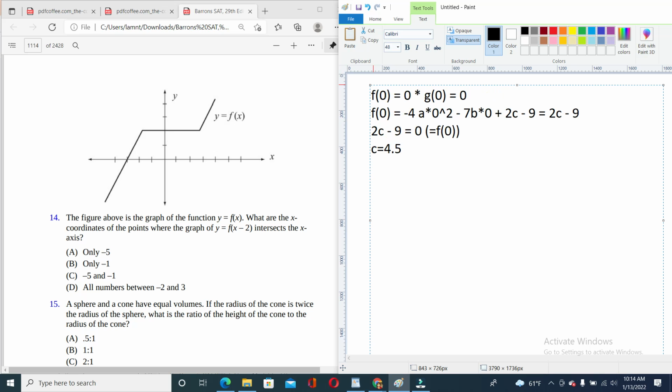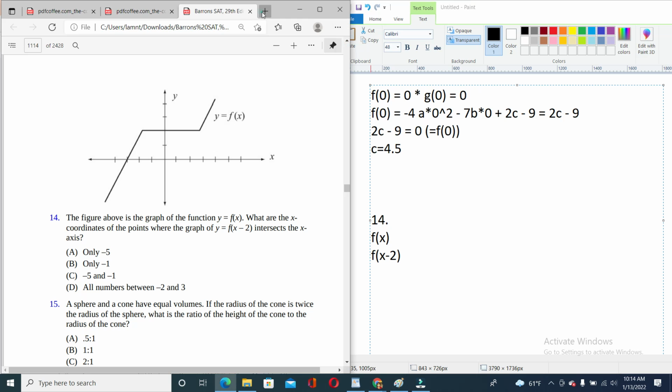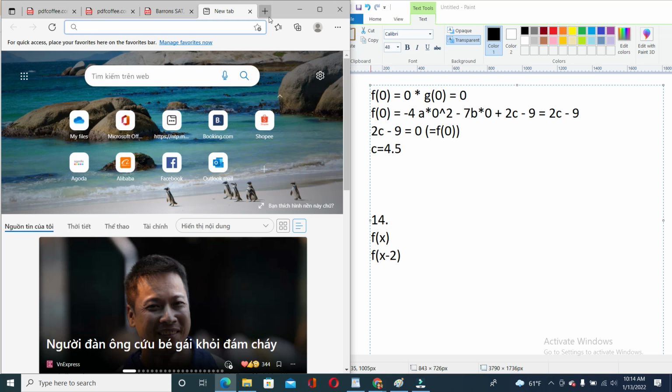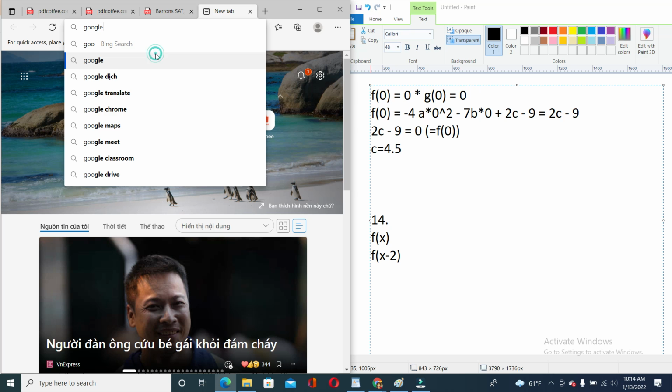Number 14 is asking us about graph translation. Okay, so they give us the graph of f(x), and they asked us about the graph of f(x) minus 2. Alright, so first of all, let's look up the formula for graph translation.